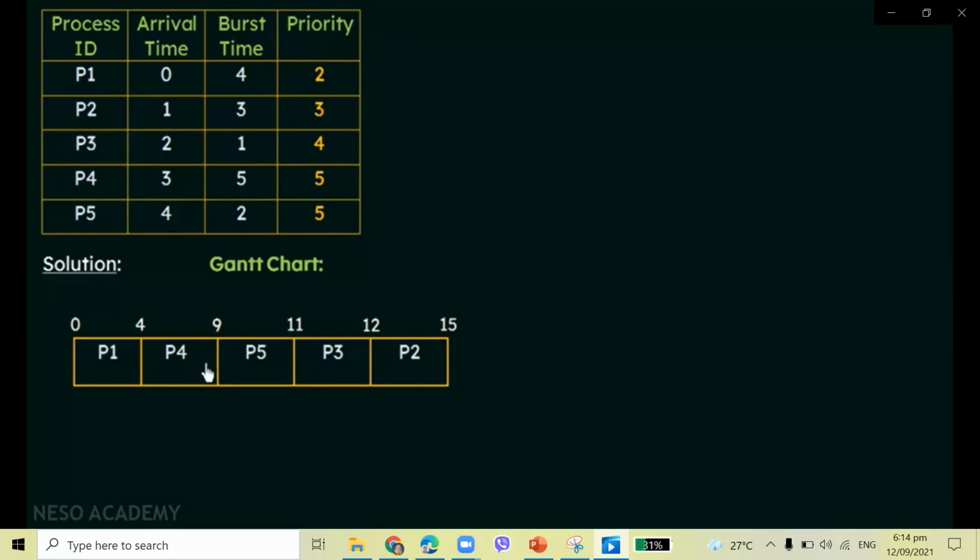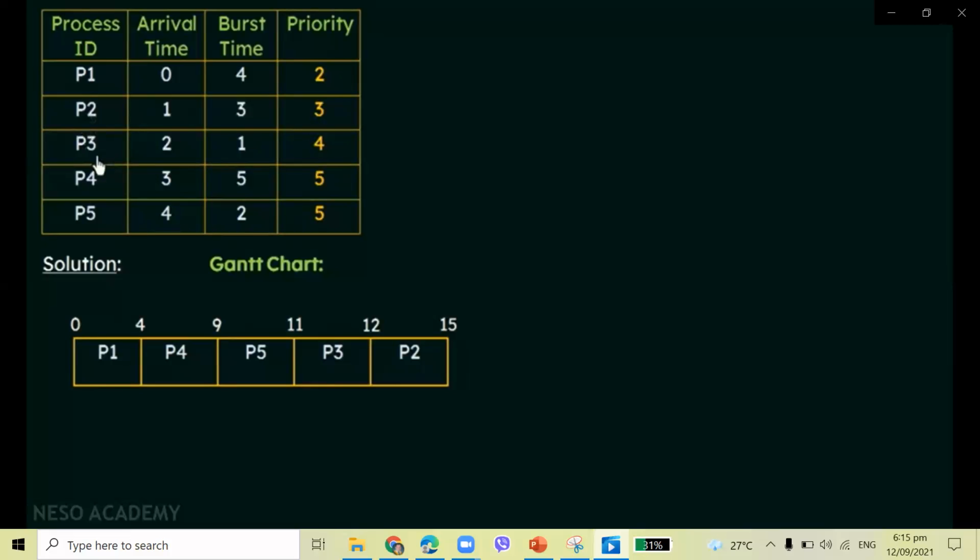After P4 releases the CPU, who will get the CPU? It's obvious, it is P5, because P5 had the same priority, but since P4 arrived earlier, the CPU was given to P4. So next, the CPU will be given to P5, and how long will P5 execute? It will execute for 2 milliseconds. From 9 to 11, 9 plus 2 is 11. Up to the 11th millisecond, P5 uses the CPU. Now P1, P4 and P5 have completed, so the remaining processes are P2 and P3.